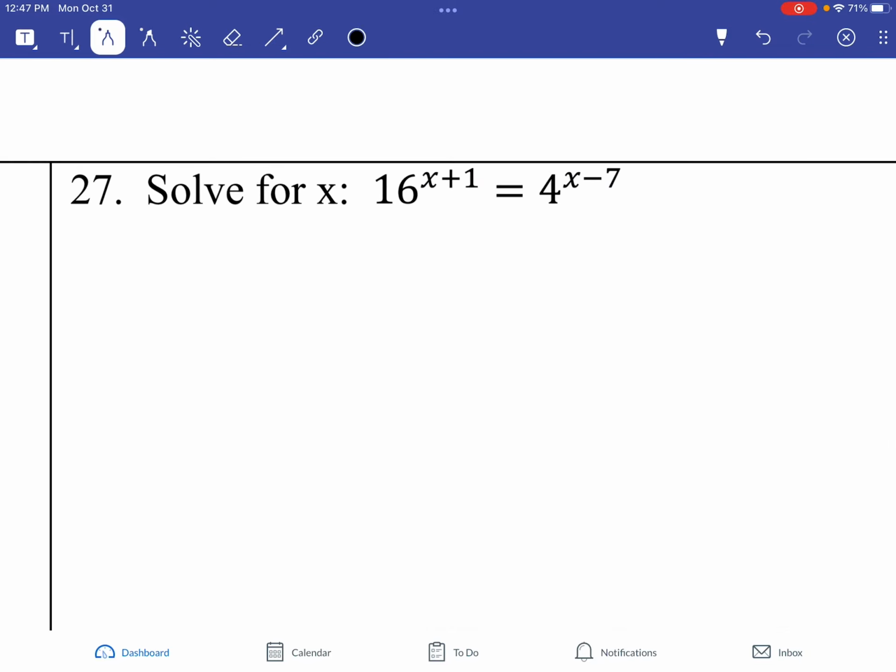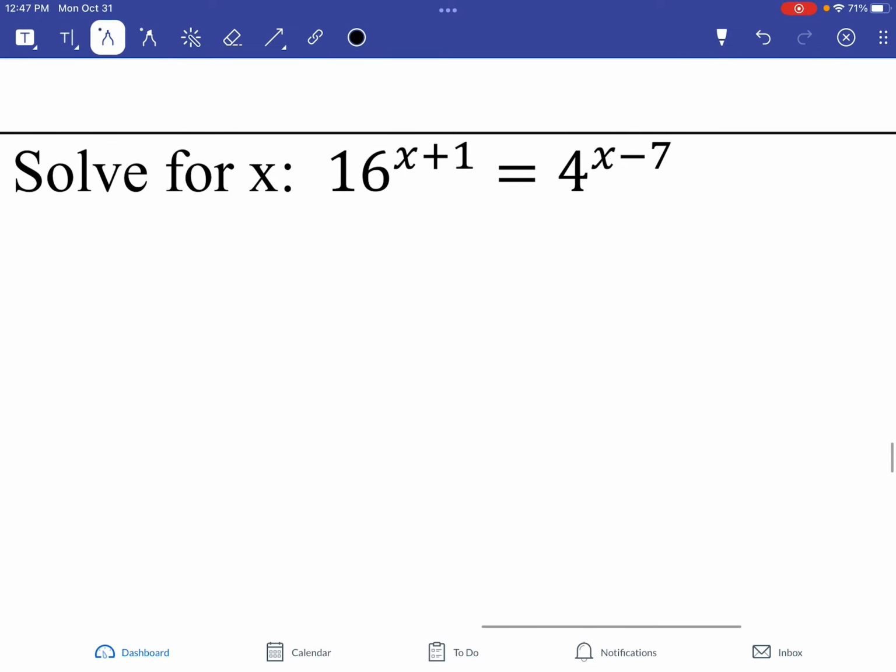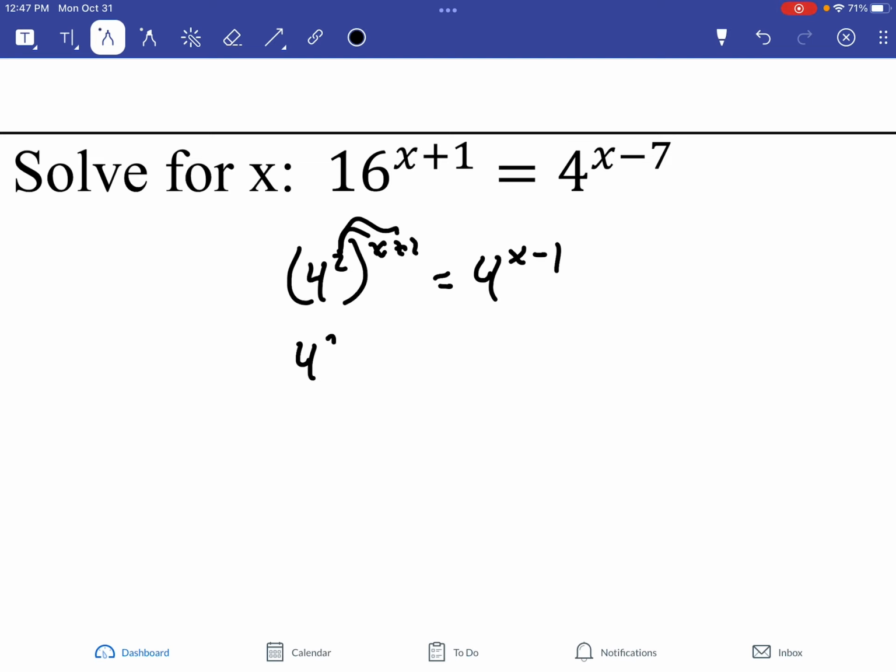Here we have some exponential equations. We have to change their bases because the bases aren't the same. Now 16 can be rewritten because it's the bigger number as 4 squared. We're going to multiply 2 times x and 2 times 1. So we have 4 to 2x plus 2 equals 4 to the x minus 1.